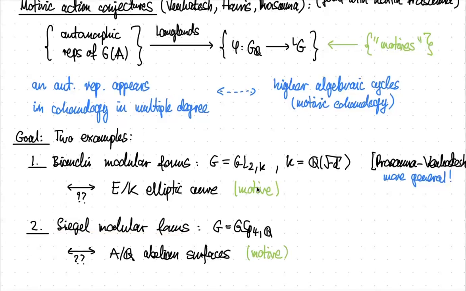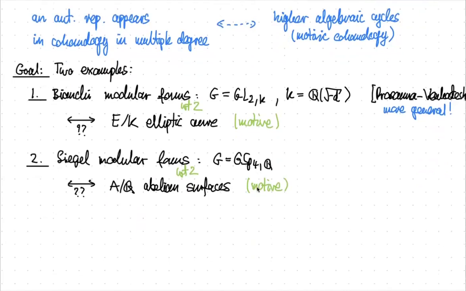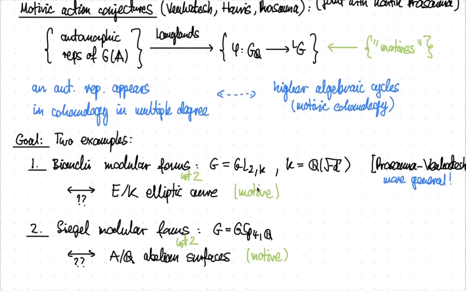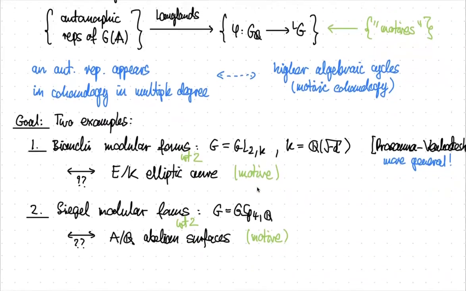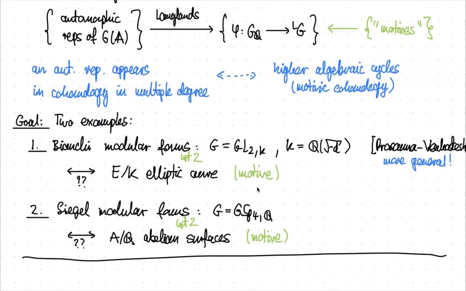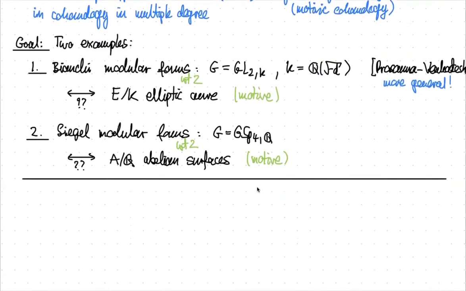Okay, so I should maybe say Bianchi modular forms of weight 2 and Siegel modular forms of weight 2. Okay, all right. And I'll just mention in passing that one could also consider Hilbert modular forms, and this is what I did in my thesis, but I'm going to focus on these more geometric cases today. Okay, so let me now start with example 1, which is Bianchi modular forms.